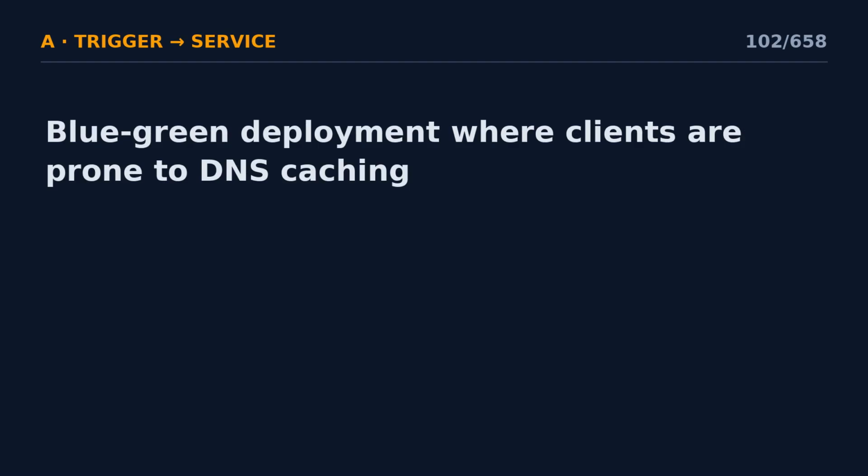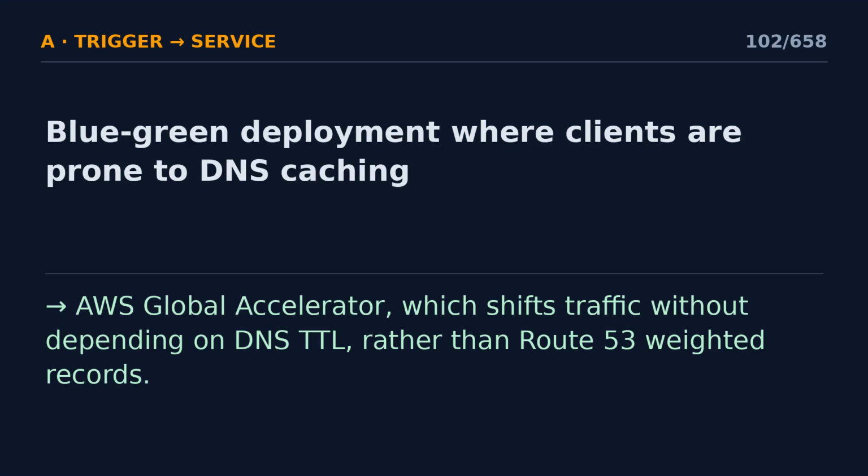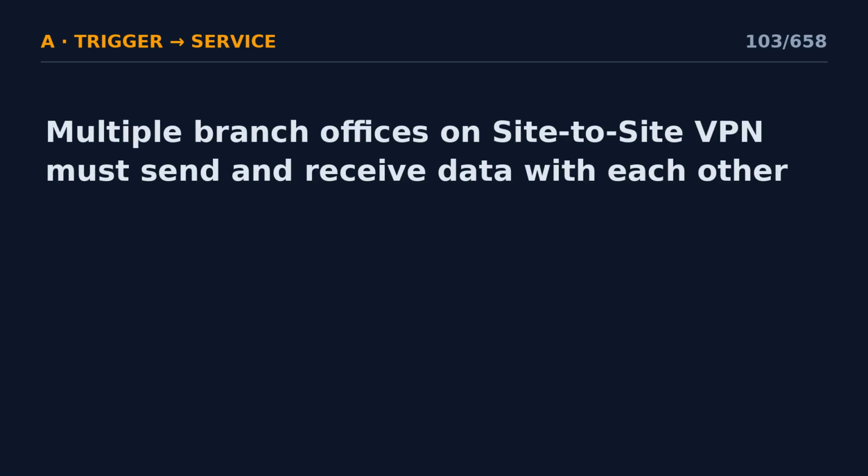Blue-green deployment where clients are prone to DNS caching. Answer: AWS Global Accelerator, which shifts traffic without depending on DNS TTL, rather than Route 53 weighted records. Multiple branch offices on site-to-site VPN must send and receive data with each other. Answer: AWS VPN CloudHub.